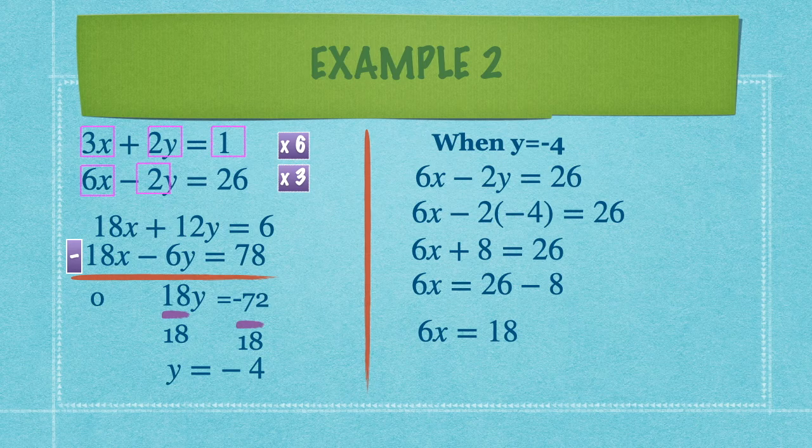Then we divide both sides by 6. So dividing both sides by 6, as you can see, they cancel. So the 6 cancels. So x is equal to 3.